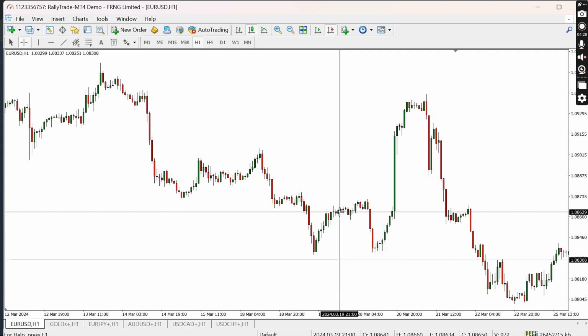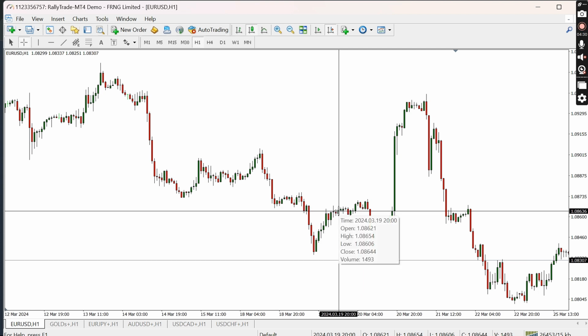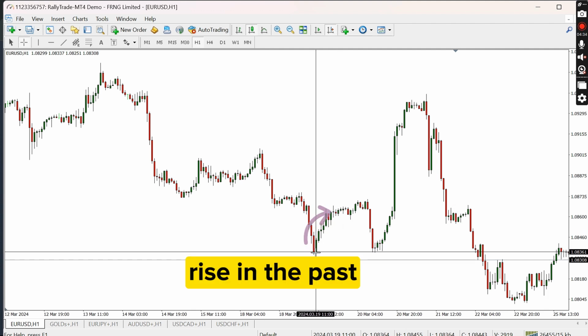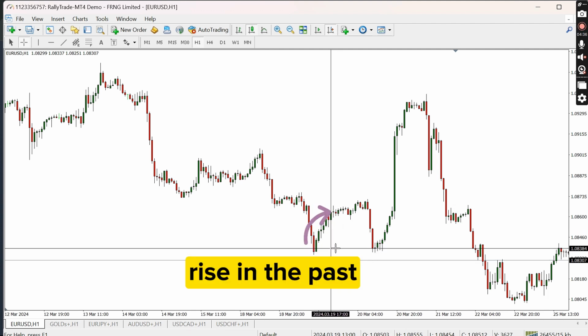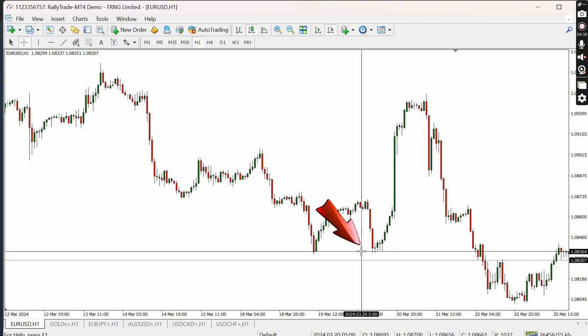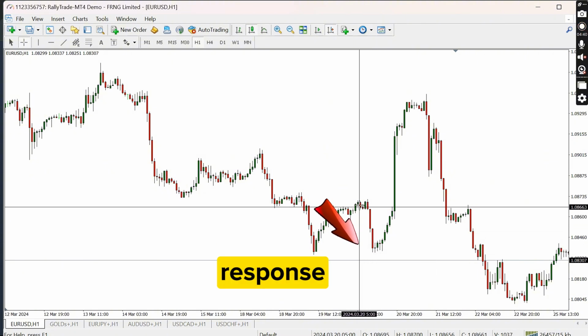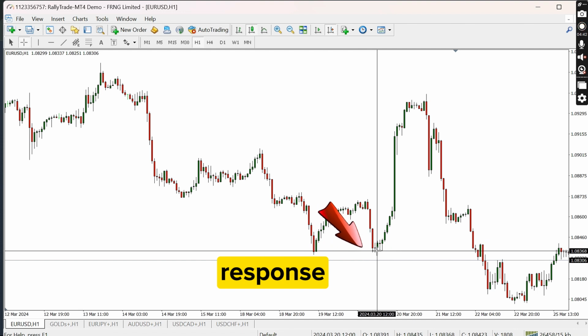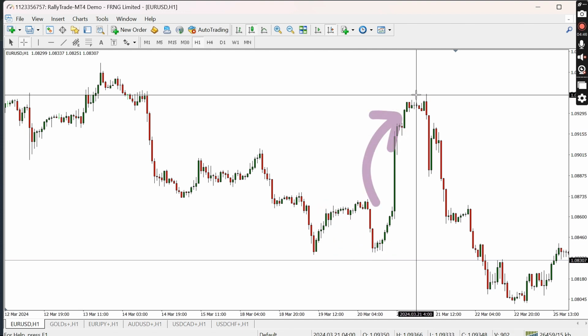So as a technical analyst, if you're analyzing the market technically, what you can anticipate is that price has reversed in the past. It's a very high chance that if it comes back there again, there may be a response. And definitely that was what happened. Price came back there again, and what happened? There was a response, and price pushed to the upside.